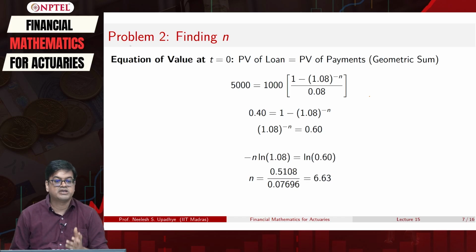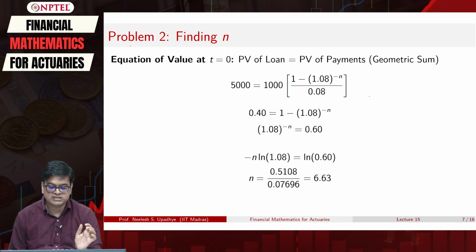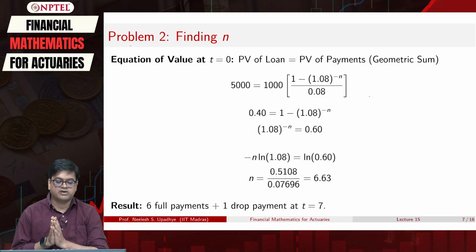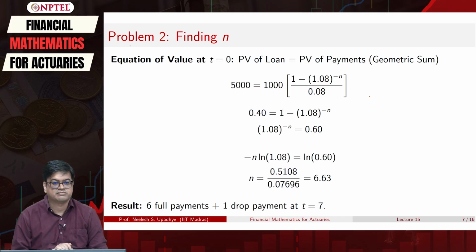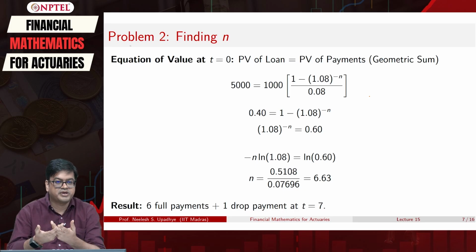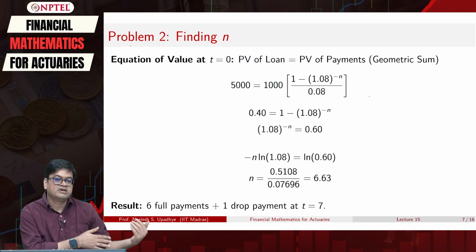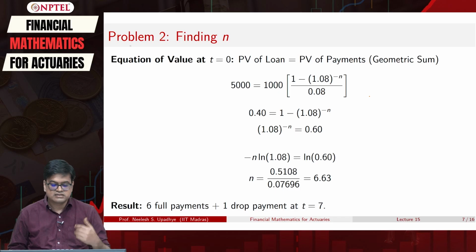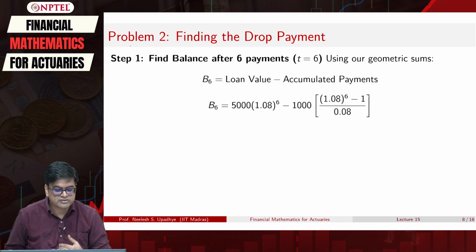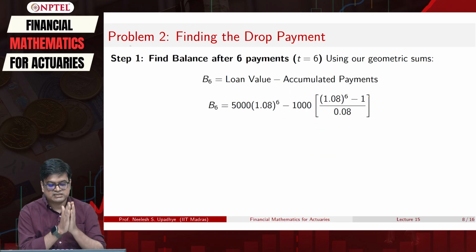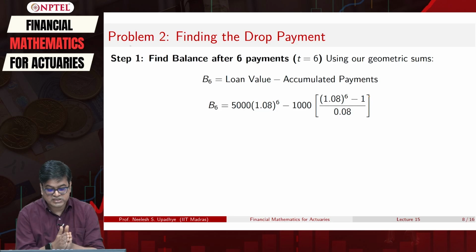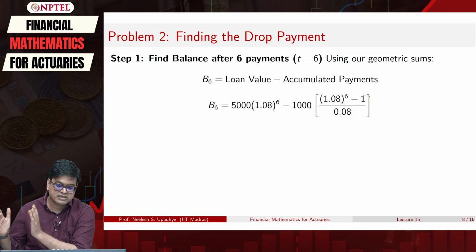So, how many full payments, how many partial payments? 6 full payments, and that 0.63 is the partial payment which you have to do at t equal to 7. How do you calculate? You go up to 6 full payments of $1000, calculate the accumulated payment values and then subtract it from the value which is due at the 6th point, t equal to 6.